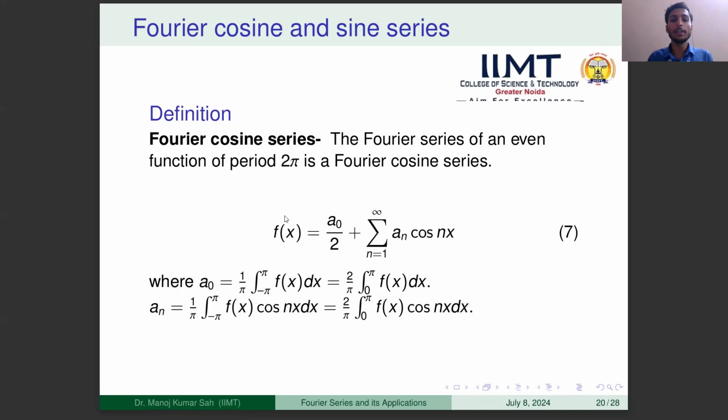Where a naught you will get by the given formula, and a n you will get by this formula: 1 upon pi integration running from minus pi to pi f of x cos n x dx, and this will be an even function. Then we will take 2 upon pi integration running from 0 to pi f of x cos n x dx.